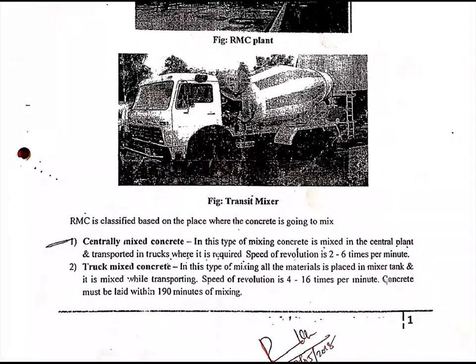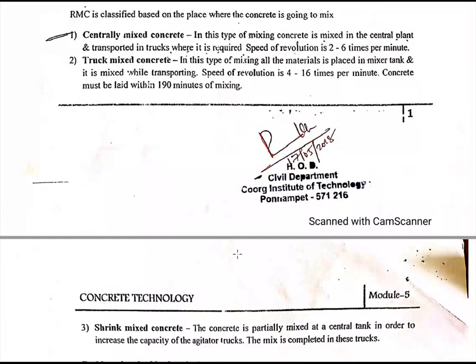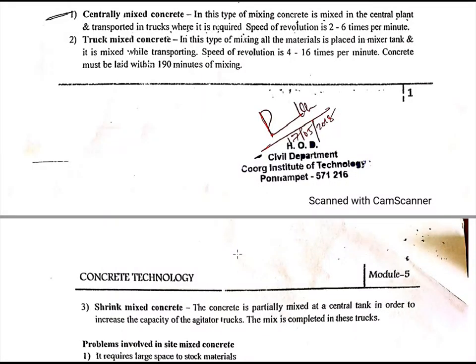Okay? So we have different types of RMC, that means ready mix concrete. The ready mix concrete can be classified as centrally mixed concrete, truck mixed concrete, shrink mixed concrete. So we have three types of ready mix concrete. Centrally mixed concrete is that type of concrete which is mixed at the batching plant itself.